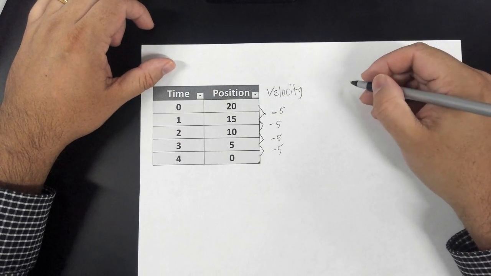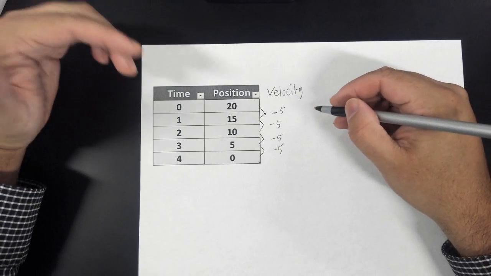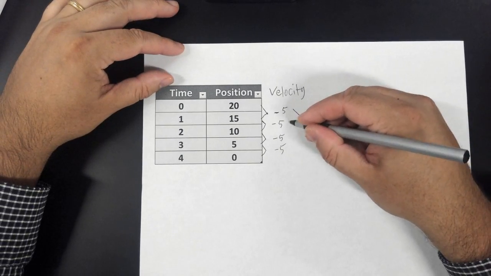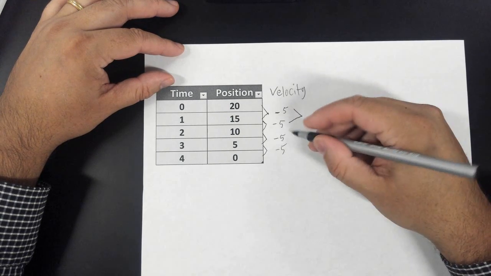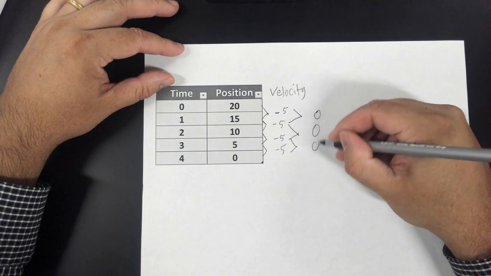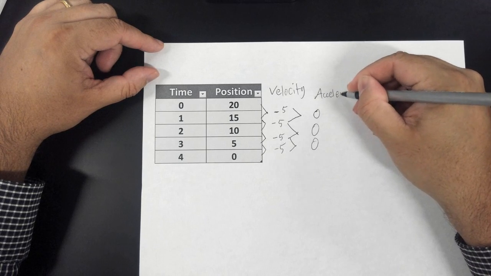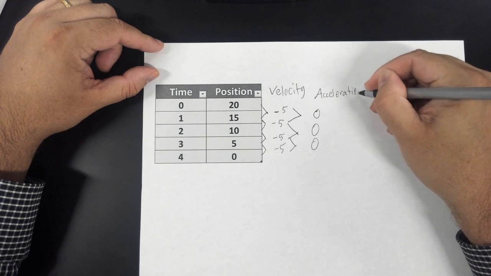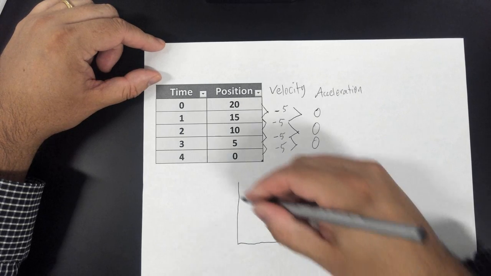Now if we want to find the acceleration from this, then the acceleration is how much the velocity changes. So how much does the velocity change from here to here? It doesn't. And the same thing from here to here, it doesn't change. From here to here, it doesn't change either. So the acceleration would be 0.